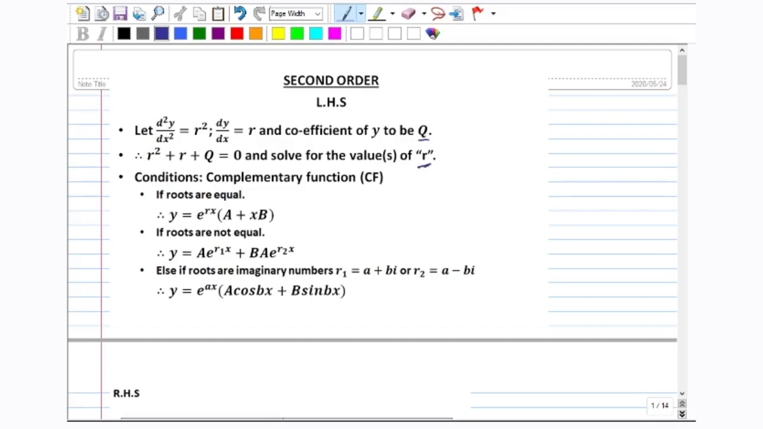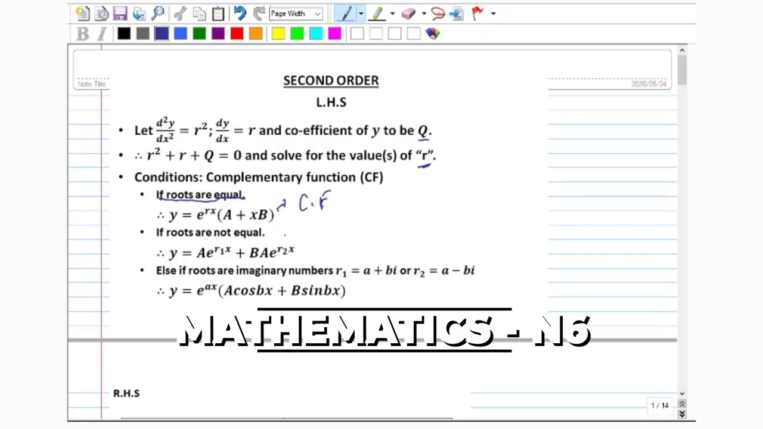Then we are going to solve for your r. After you have solved for your r, you are going to find that you have three things. One, your roots, which are your values of r, can be equal. If they are equal, this is found on page 7 as well. If they are equal, we make your complementary function y equal to e to the exponent rx, a plus xb.